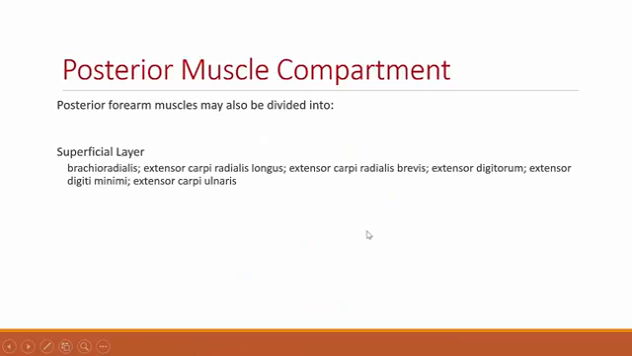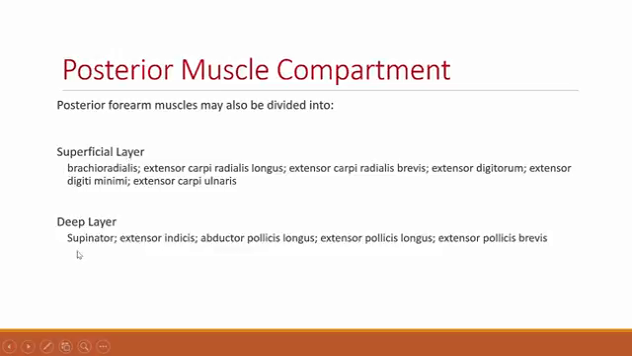This is just a little bit of information. Again, others may want to divide the posterior muscle compartment into a superficial layer containing the muscles here that we've just spoken of, and a deep layer, again, the muscles that we've already covered here. This is just another way you may like to try to separate the muscles of the posterior compartment.